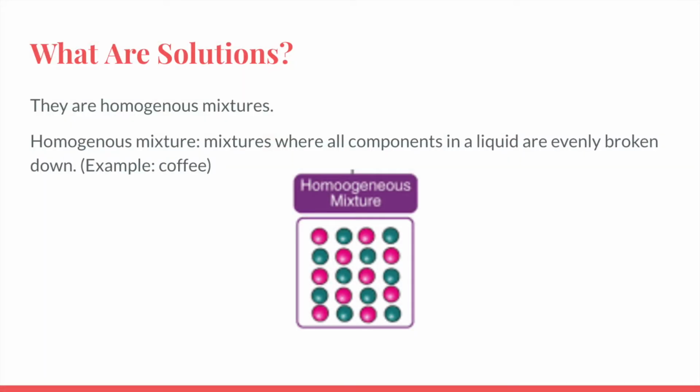You may be asking, what are solutions? Well, they are homogeneous mixtures, and homogeneous mixtures are mixtures where all components in a liquid are evenly broken down. One example is coffee, and as you can see in the diagram, everything is evenly distributed.